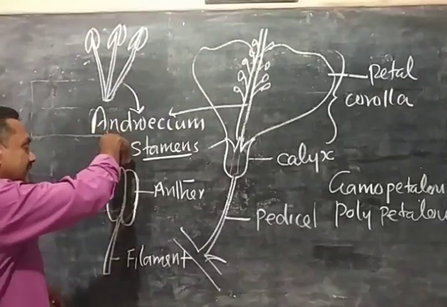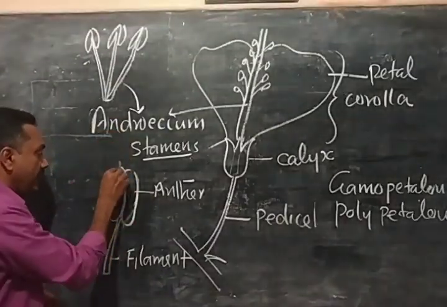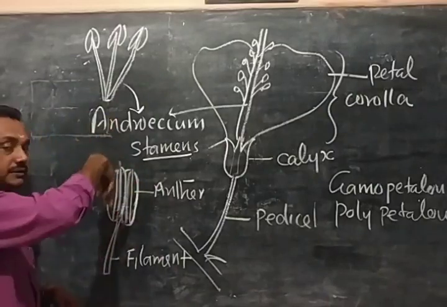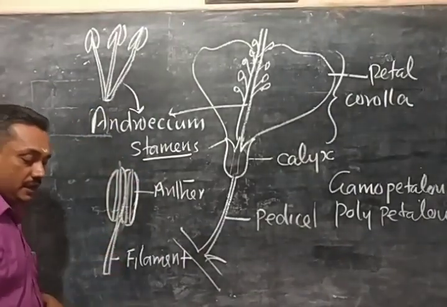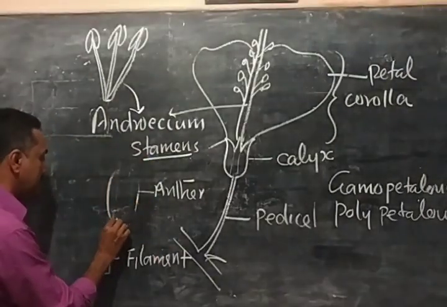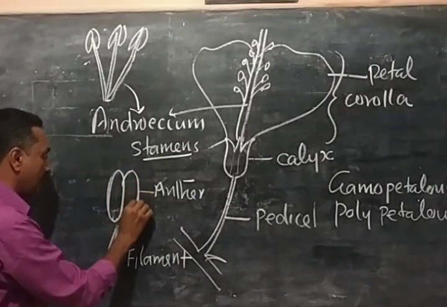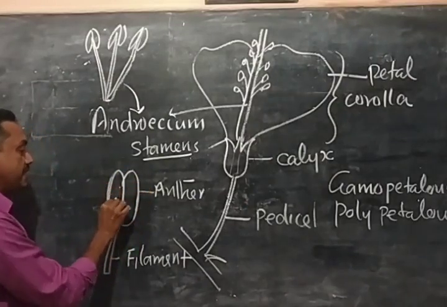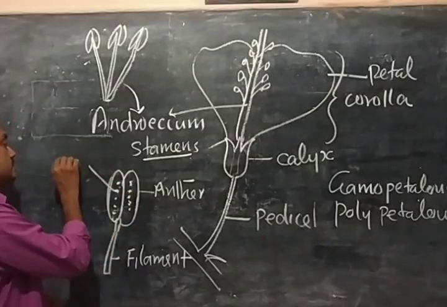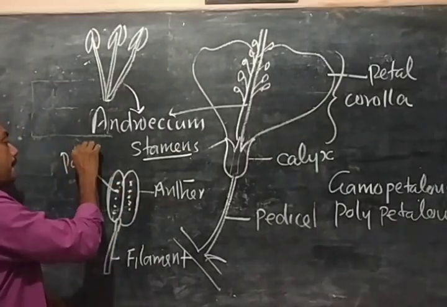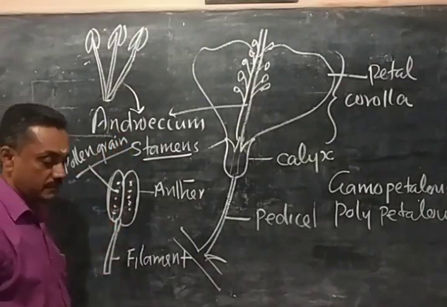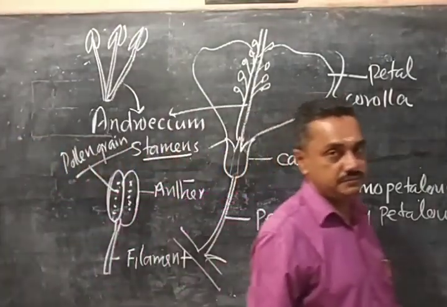Inside the anther, two chambers can be seen. Holes can be seen inside, and you can draw these separately later on. Inside the chambers, you can see small yellow powder-like structures called pollen grains.